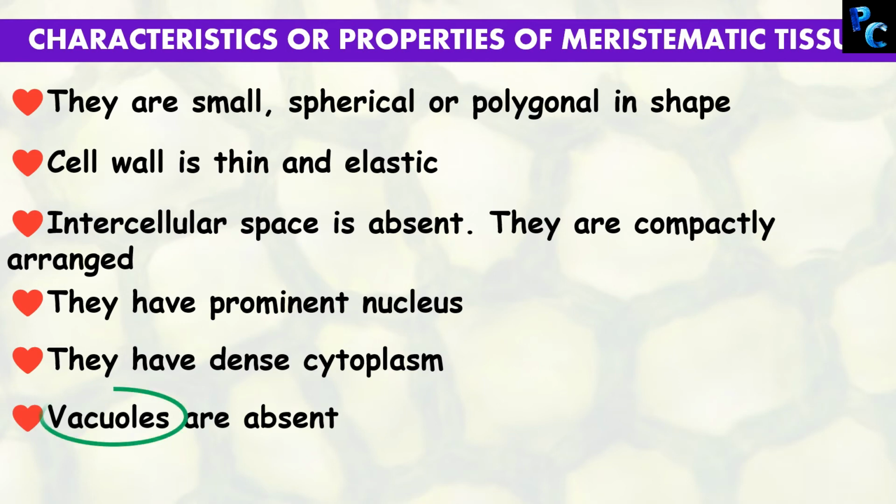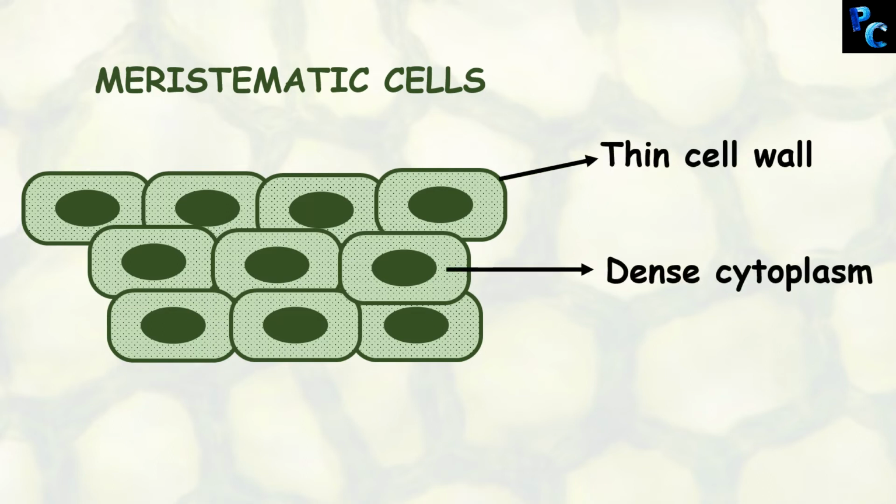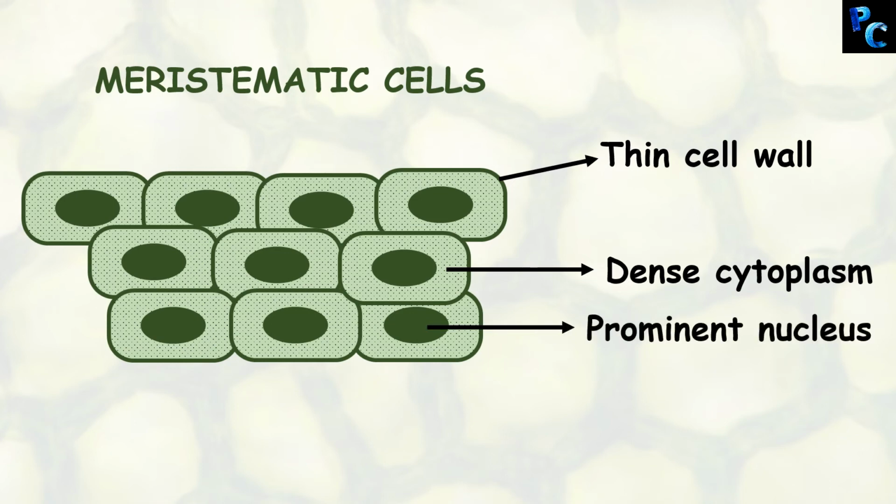Now why are vacuoles absent? Can you tell me? To understand that, you need to know the function of vacuole. One of the function of vacuole is storage. These dividing cells divide rapidly and thus do not need to store anything. So they do not have vacuoles. These are the meristematic cells which make up the meristematic tissue. They have thin wall, they have dense cytoplasm and the nucleus is very prominent. And as you can see, they are compactly arranged and they divide very rapidly. They do not have any vacuole.